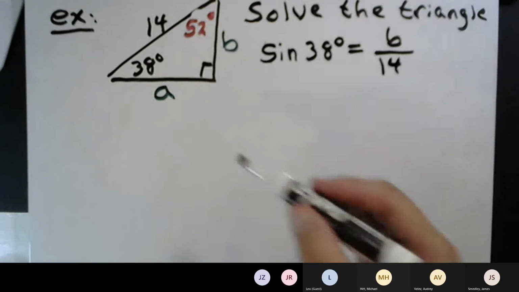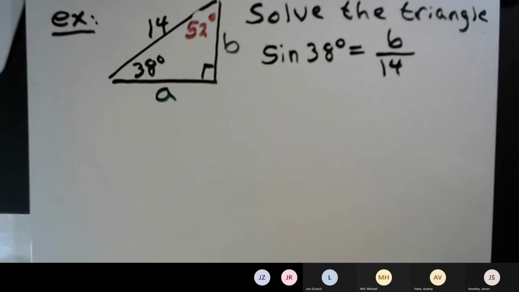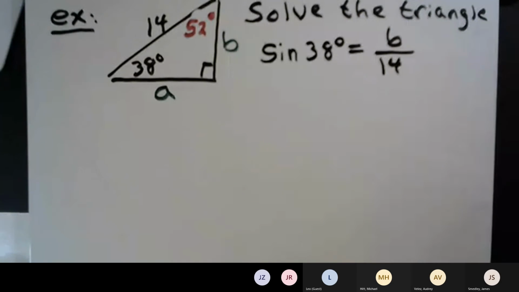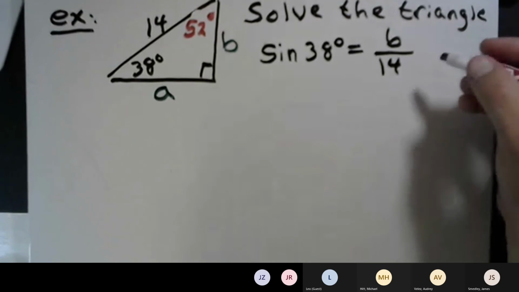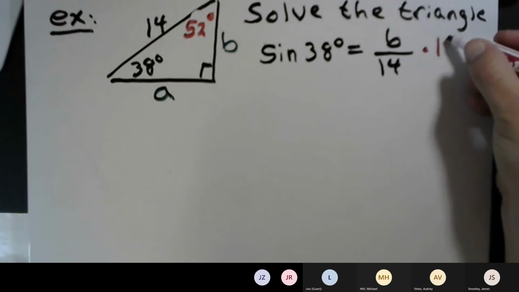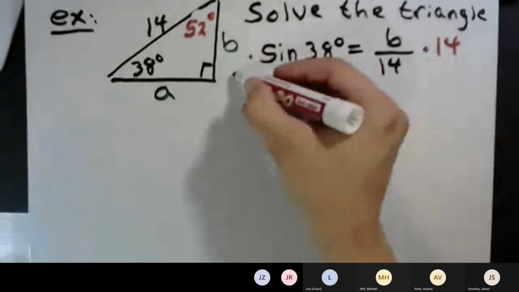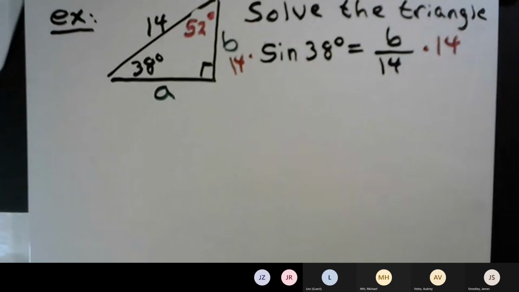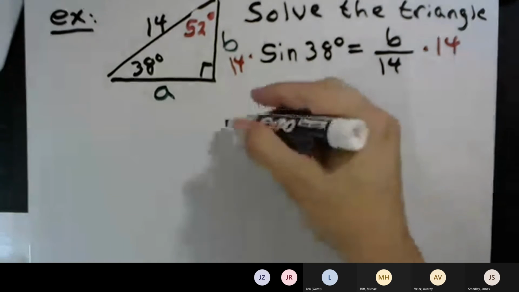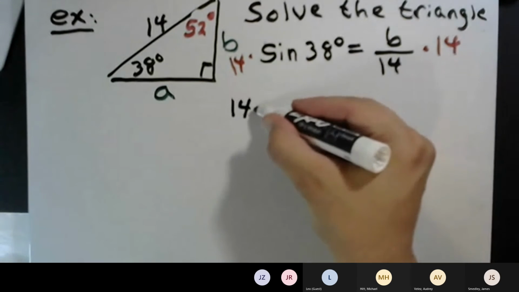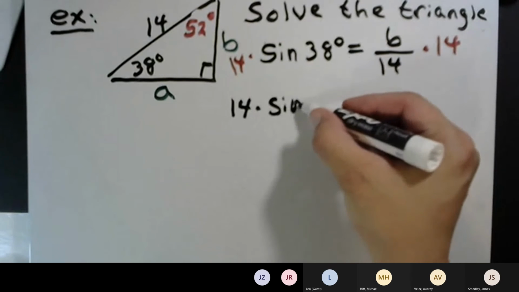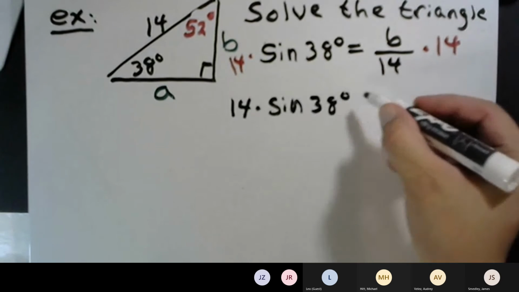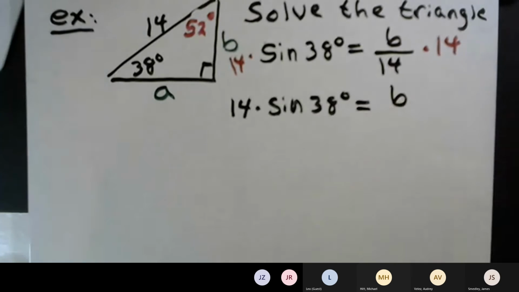So b is the opposite of 38. 14 is always going to be the hypotenuse. I'm sorry, not hypothesis, hypotenuse. So we want to solve for b, and we can do that. Multiply both sides by 14. If we're dividing b by 14, the opposite of dividing is multiplying. So we get 14 times the sine of 38 degrees equals b.